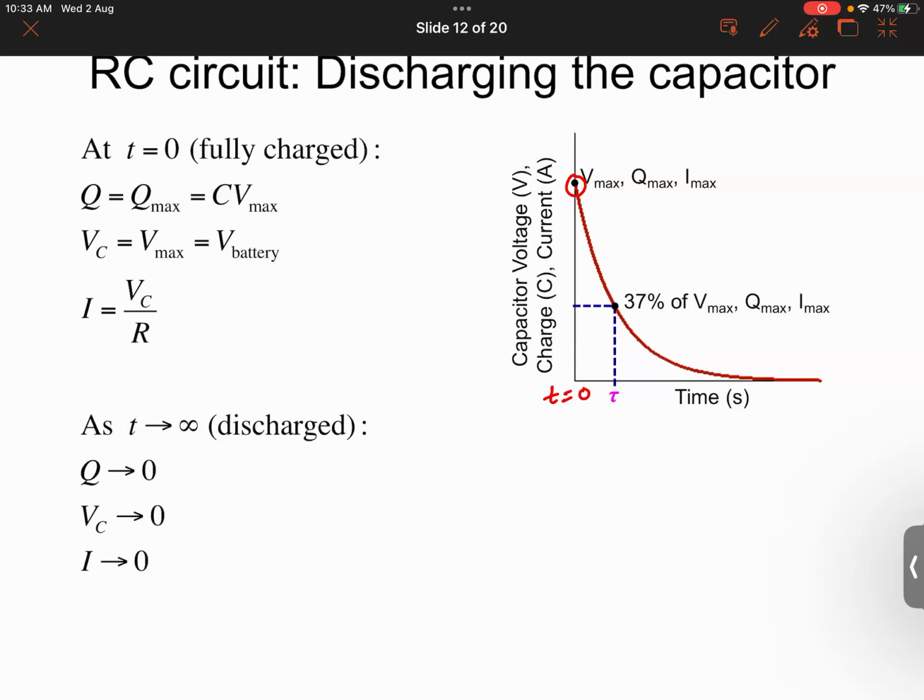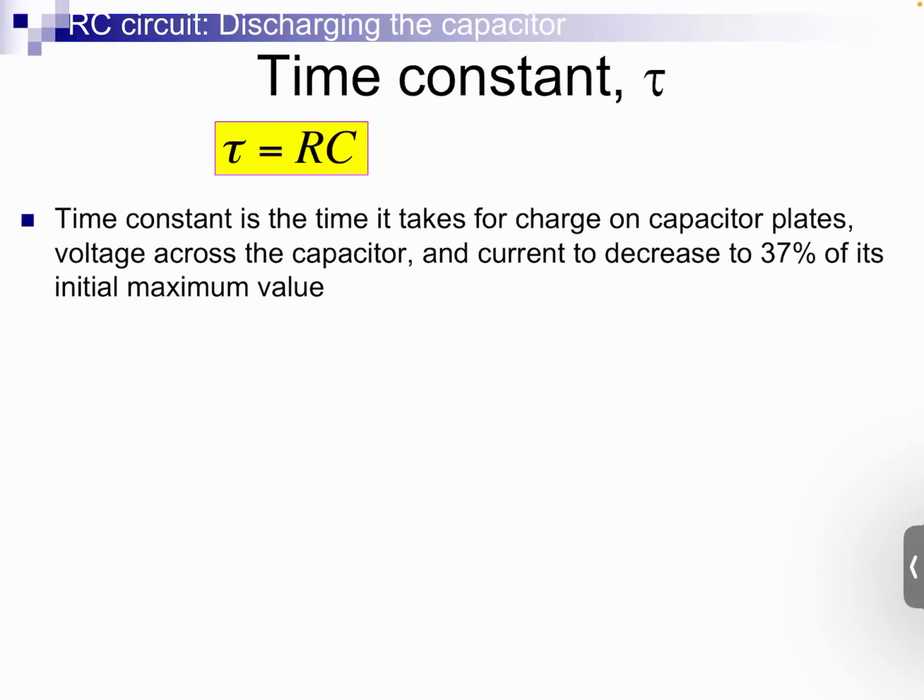And once again, we can define this special time tau, which is the time constant. It's 37%. It's the time it takes for the voltage, charge, and current to decrease to 37% of the maximum original value. And if we talk about the time constant for the discharging process, it's the same concept. It's still resistance times the capacitance. But this time we're talking about the time it takes for the voltage, the charge, and the current to decrease to 37% of its maximum value.